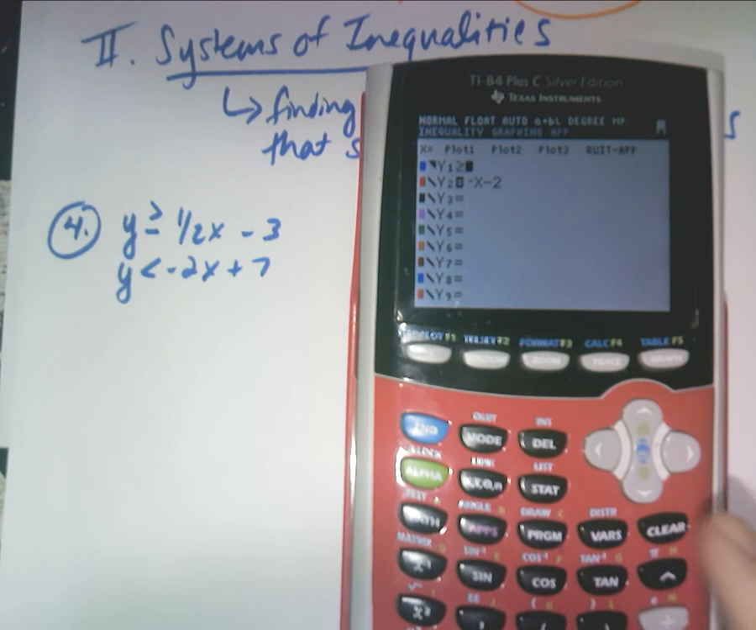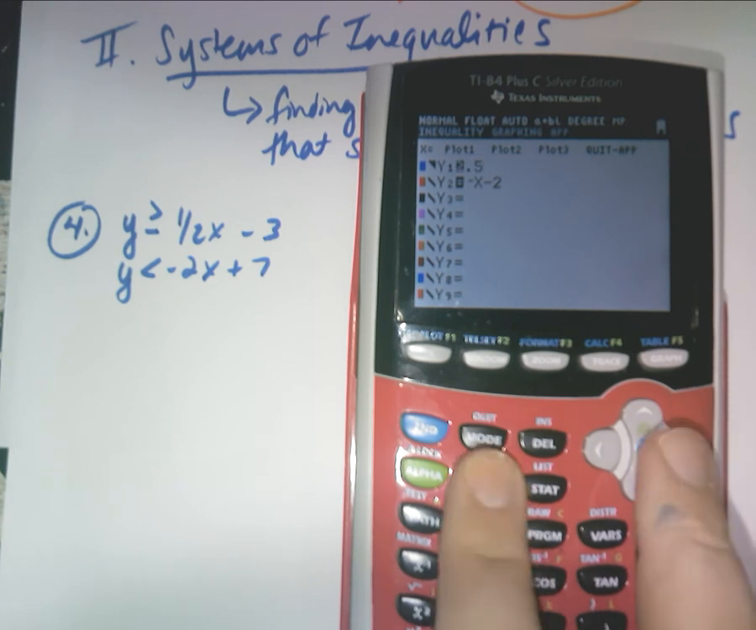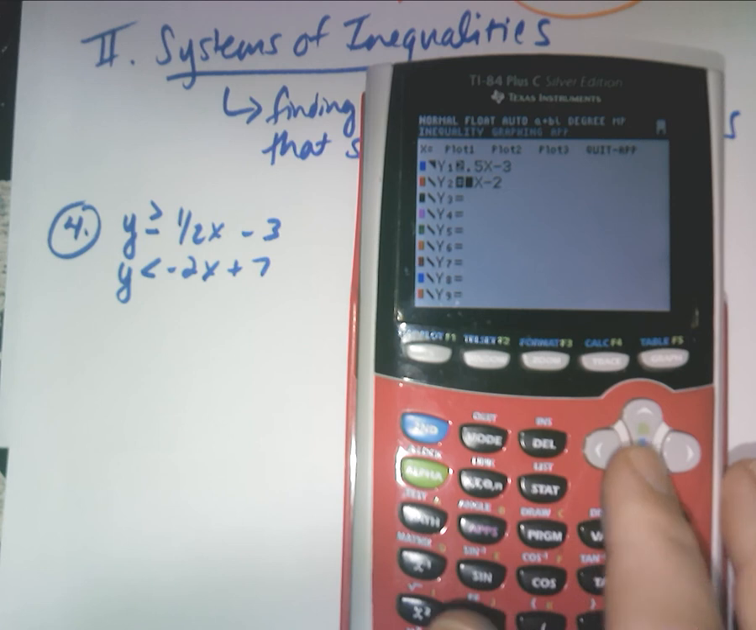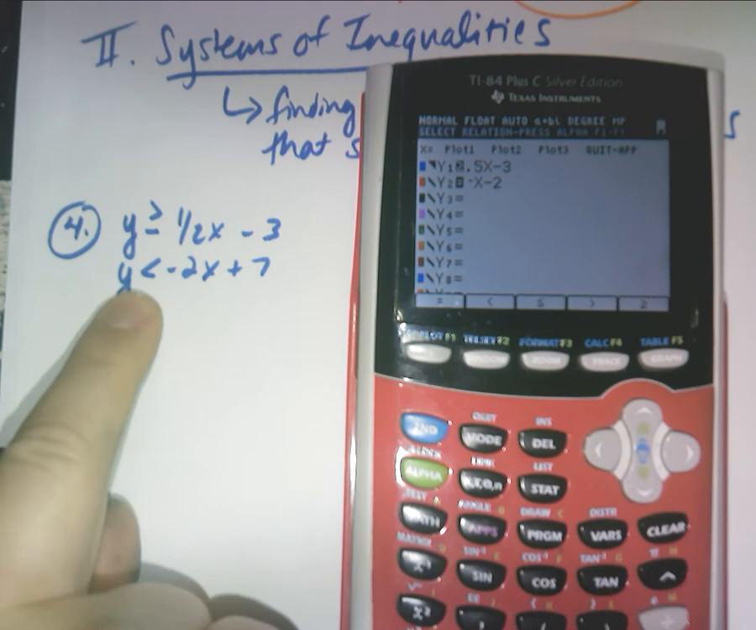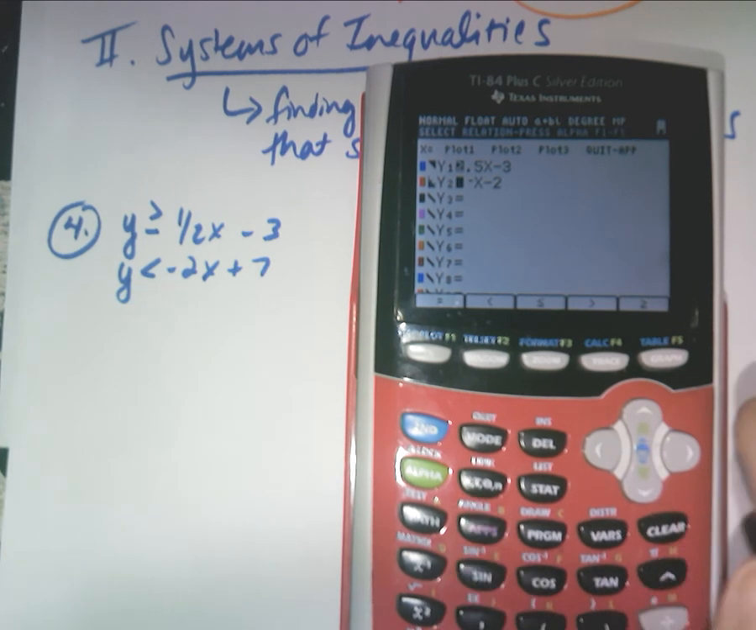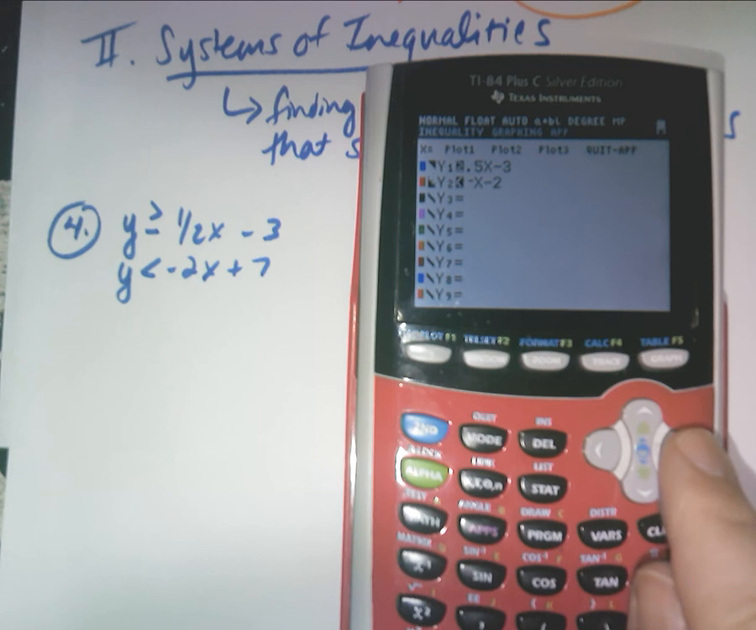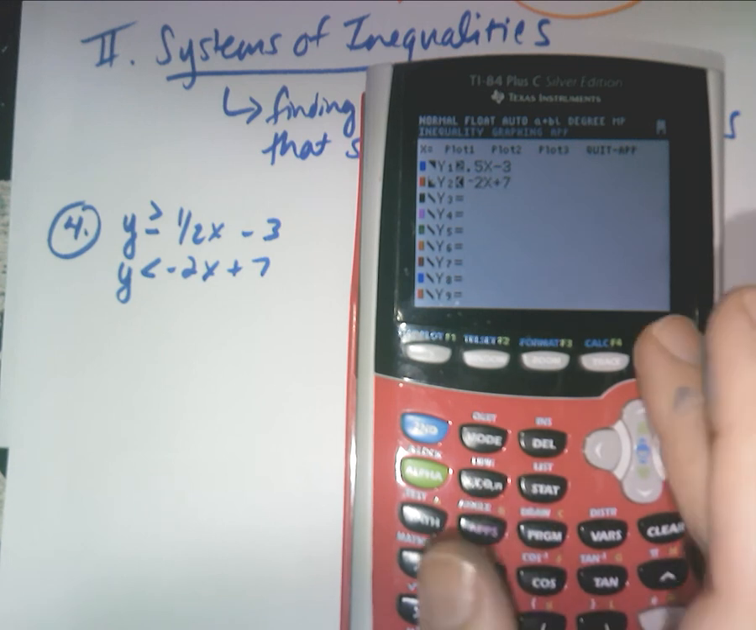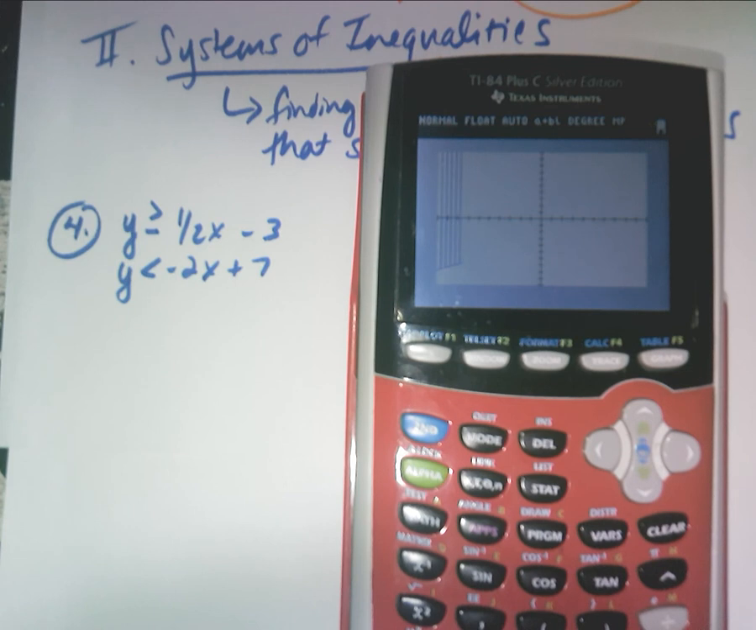All right, so now you type it in, 0.5x minus 3. We're going to do that again for this one. So this is less than, so I want alpha window. And that would be negative 2x plus 7. And then watch how long my calculator takes to do this. That's right, we're here all day. It's coming. You can do it.